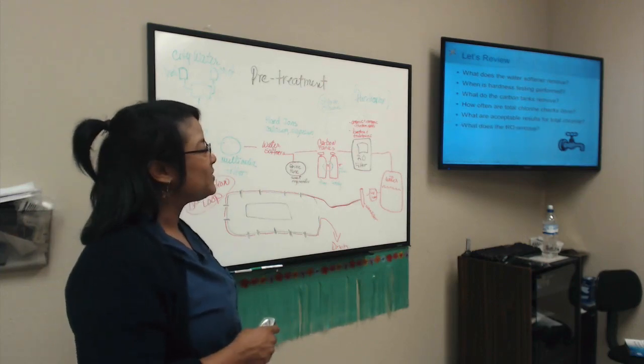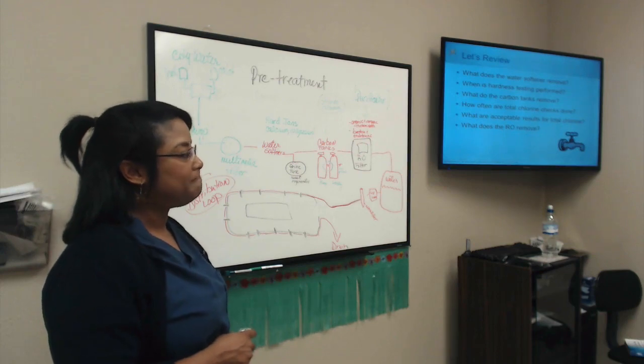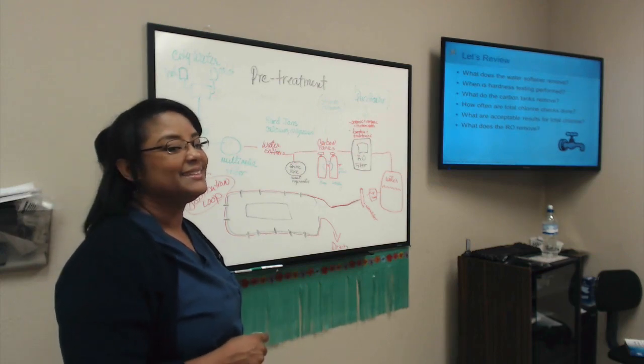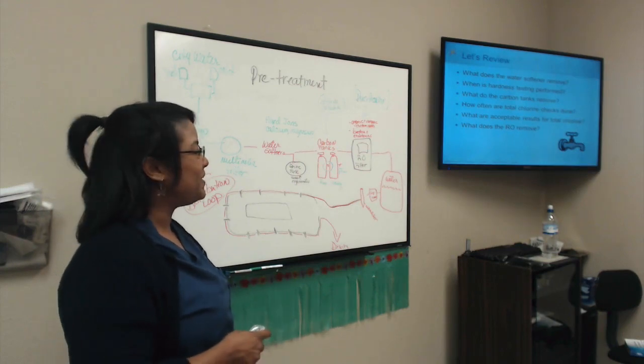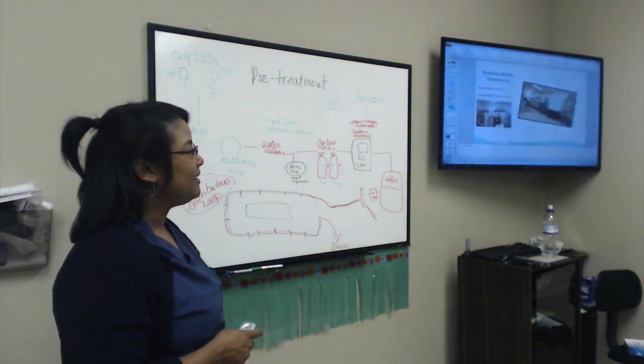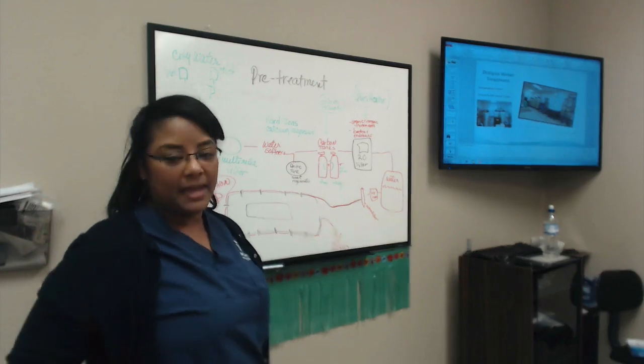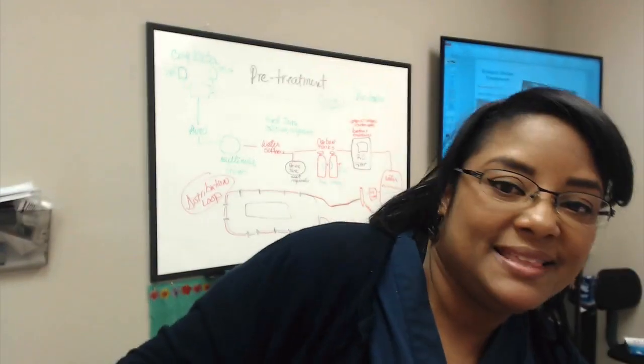What are acceptable results for total chlorine? 0.1. Good job. What does the RO remove? The organic. Organic, and bacteria and enzymes. Very good. And we are done. Any questions? Okay, let me pause this and stop this. Thank you.